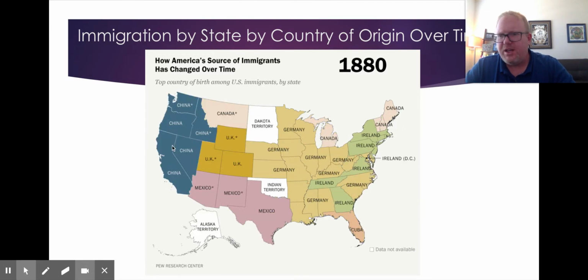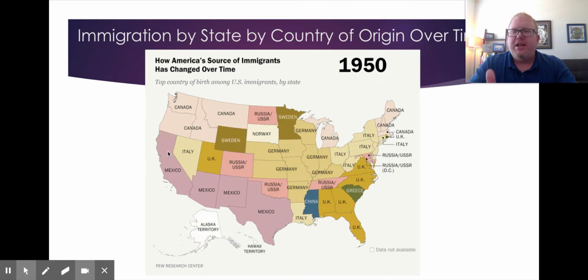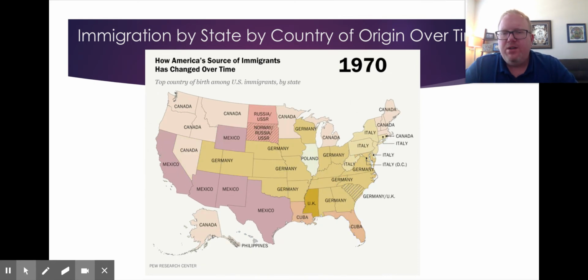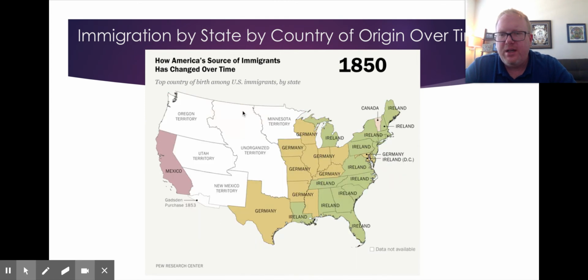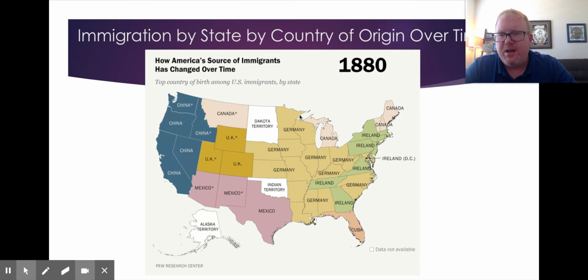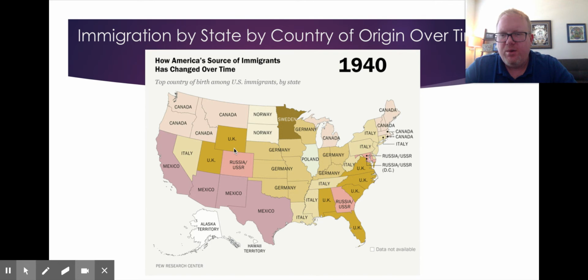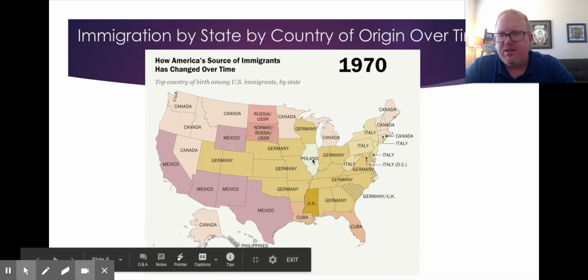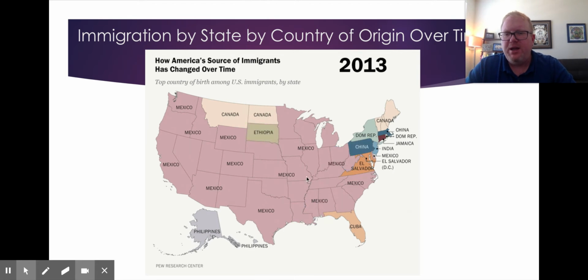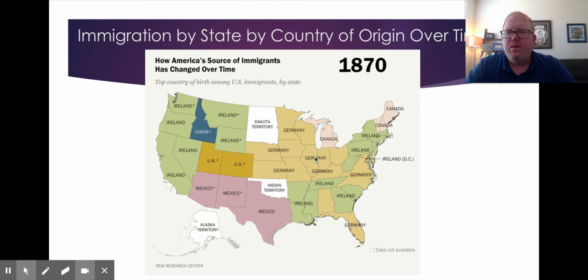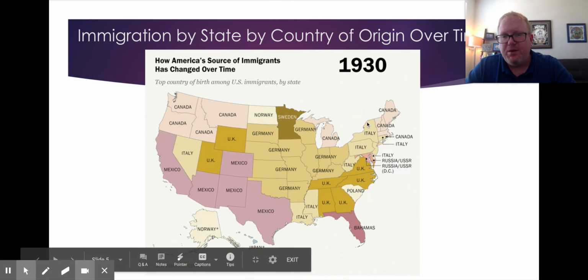Now, you see in like the West Coast, it was China, then Germany, Italy, Mexico. So things changed over time. And you're also going to see Scandinavian countries tended to be the ones that settled in the northern plain states like Minnesota, Nebraska, North Dakota, South Dakota, those kinds of things. You're going to see Germany in the Midwest, like Wisconsin's big with Germany. Like I already talked about, Poland is big in Illinois. And you're going to see on the East Coast a lot of Ireland for a while, and then Germany, and then different Eastern European countries.